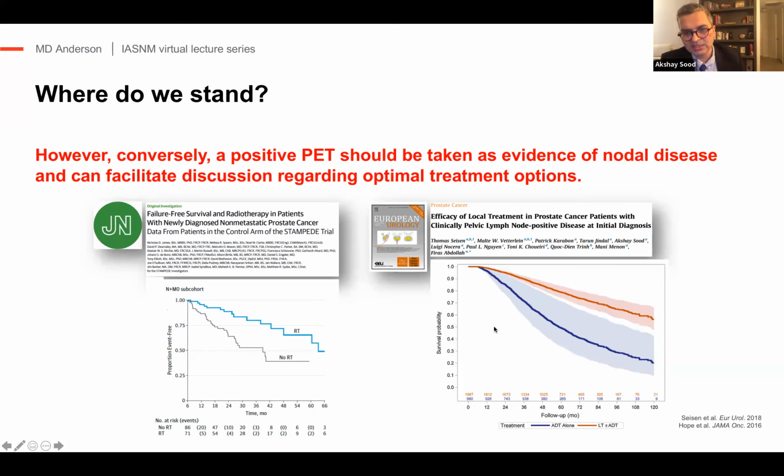Similarly, we performed an NCDB-based analysis where we looked at any local therapy, it could be surgery or radiation, and we also saw similar results, that there was a benefit for performing local therapy in patients who have clinically node positive disease. And surprisingly, for both these studies, the hazard ratio was pretty similar.